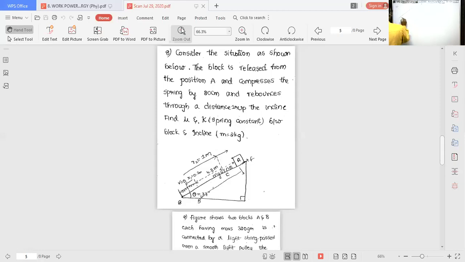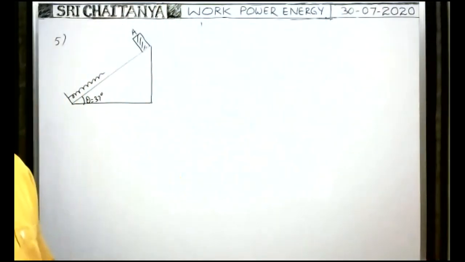Consider the situation as shown in the figure. There is an inclined surface with angle of inclination 37 degrees. One spring is fixed at the bottom, like this. One block is kept on the inclined surface. The block is kept at the position A. Have you seen the problem? Now, all of you see the board.